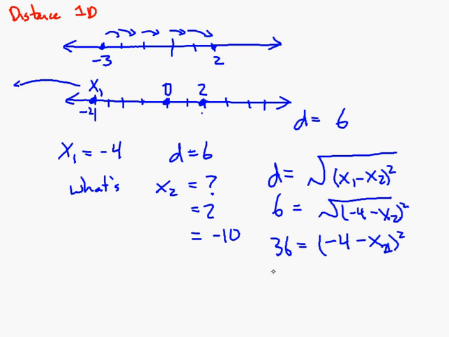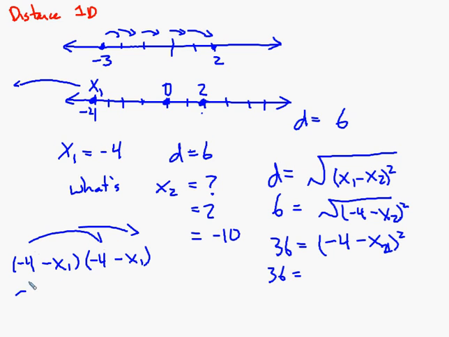And now we expand that out. So that would be negative 4 minus x1 times negative 4 minus x1. We multiply that out, this times both of those. So we get 16 plus 4x plus 4x plus x squared. And we'll put those in the right order. So we have x squared plus 8x plus 16.